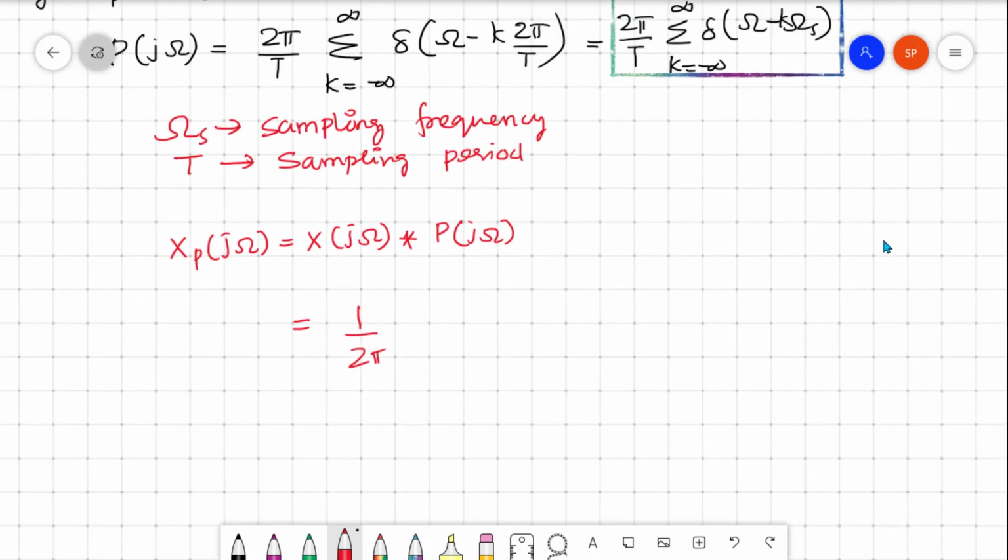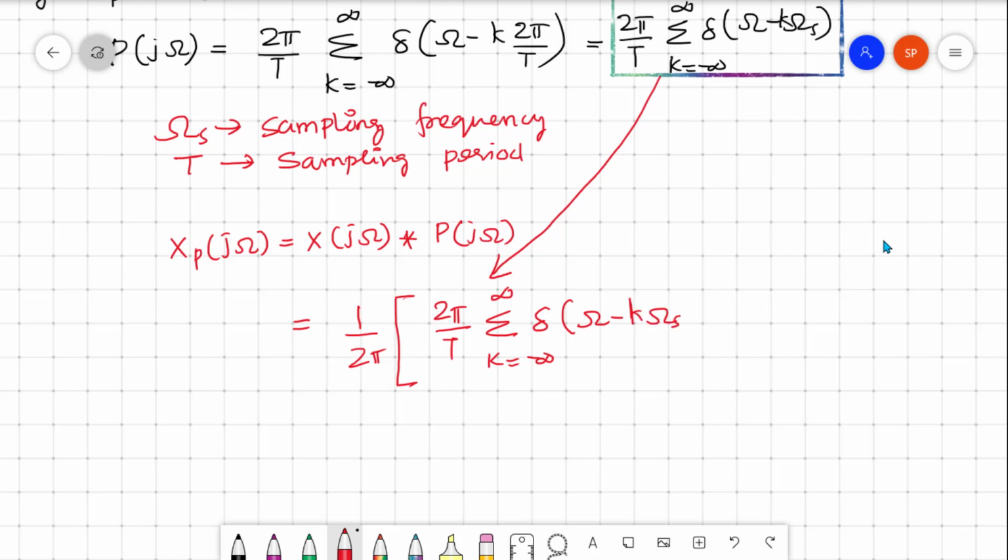So 1 by 2 pi into, we have to put the equation of P of j omega, that is 2 pi by T into summation k varies from minus infinity to plus infinity delta of omega minus k omega s, and we have to convolve this particular signal with our X of j omega. So that is the meaning of this particular equation if we substitute into this convolution operation.